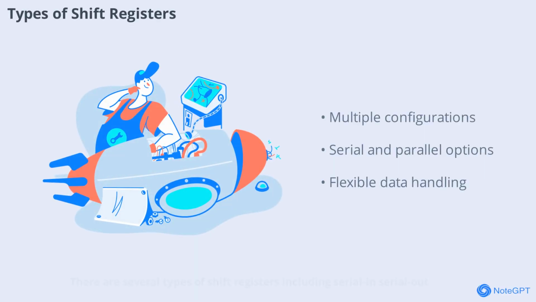There are several types of shift registers, including serial in serial out, serial in parallel out, parallel in serial out, and parallel in parallel out. Each type serves a different purpose, depending on how data needs to be moved or stored. For example, serial in parallel out registers are used to convert serial data streams into parallel data for processing.